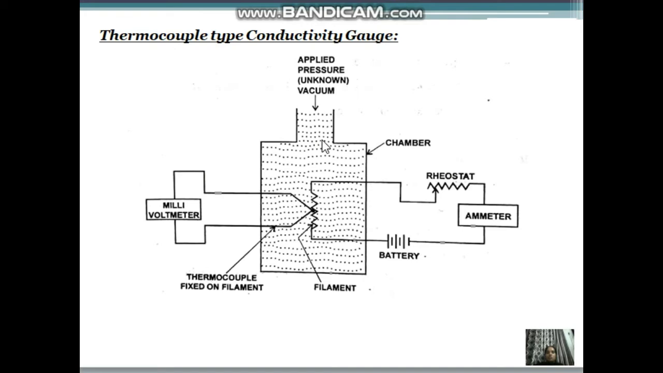filament to change. This change in temperature of the filament is sensed by the thermocouple welded to the filament. This change in temperature of the filament becomes a measure of the applied pressure when calibrated. The millivoltmeter can be calibrated to directly read the applied pressure. So this is the working of thermocouple type conductivity gauge.